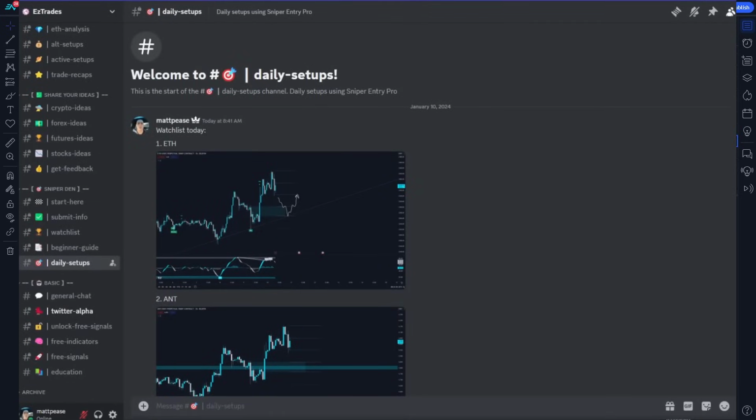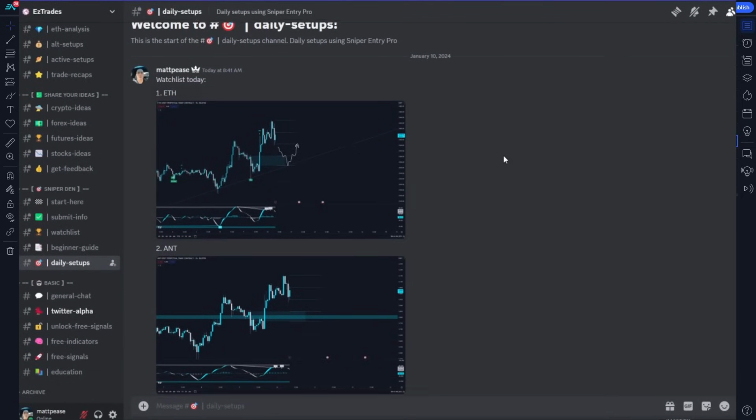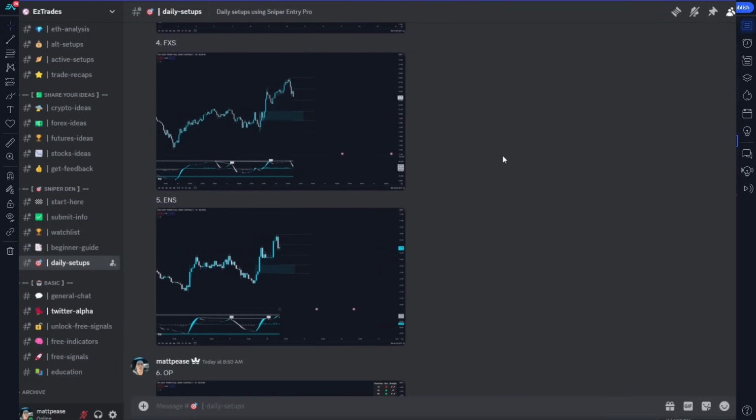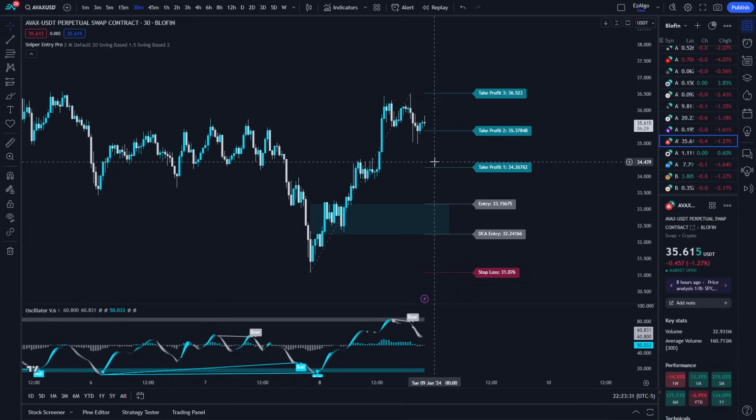Now, along with our watch list, we're also going to give you guys daily setups each day, our own setups that we find using the Sniper Entry Pro indicator. We actually have an in-house team that is going to scavenge through hundreds of pairs each and every day to find you guys the best possible setup. So there's literally no excuse. We're giving you the tools, we're giving you the resources, we're even giving you the setups that we're looking at. All you have to do is execute.